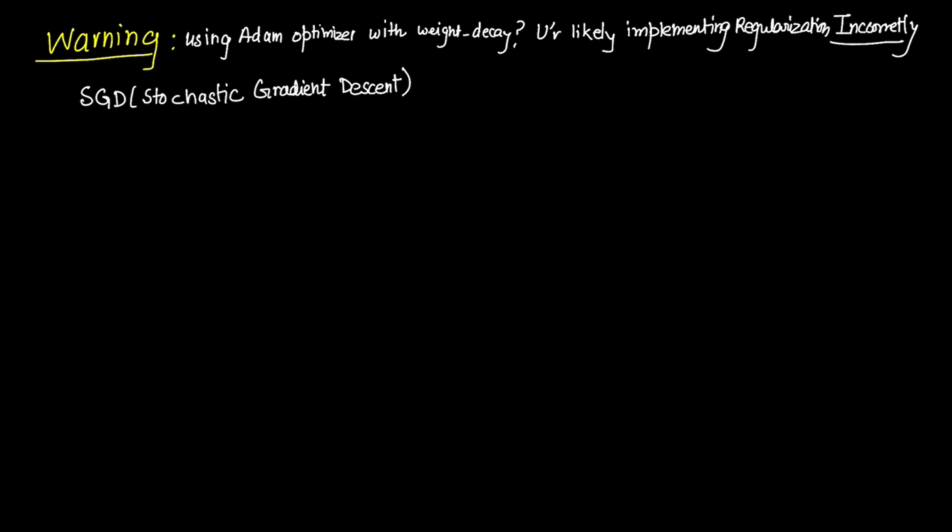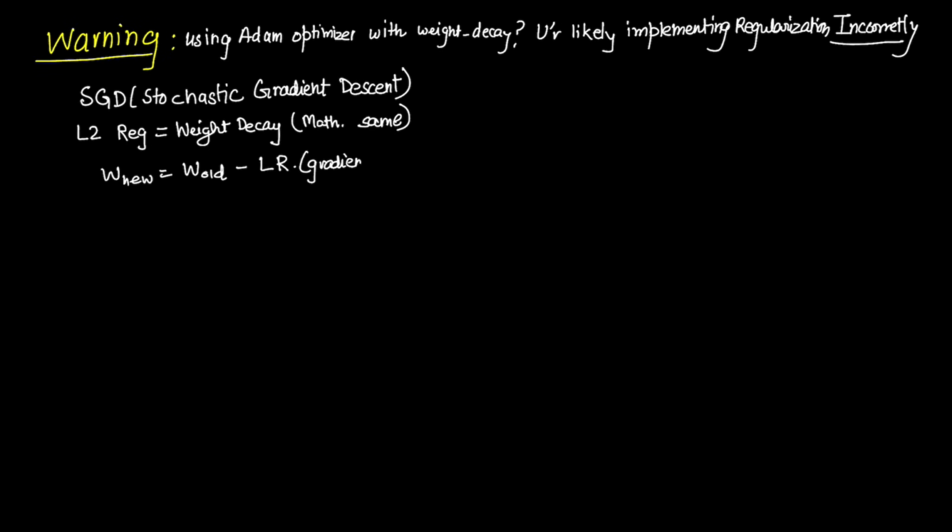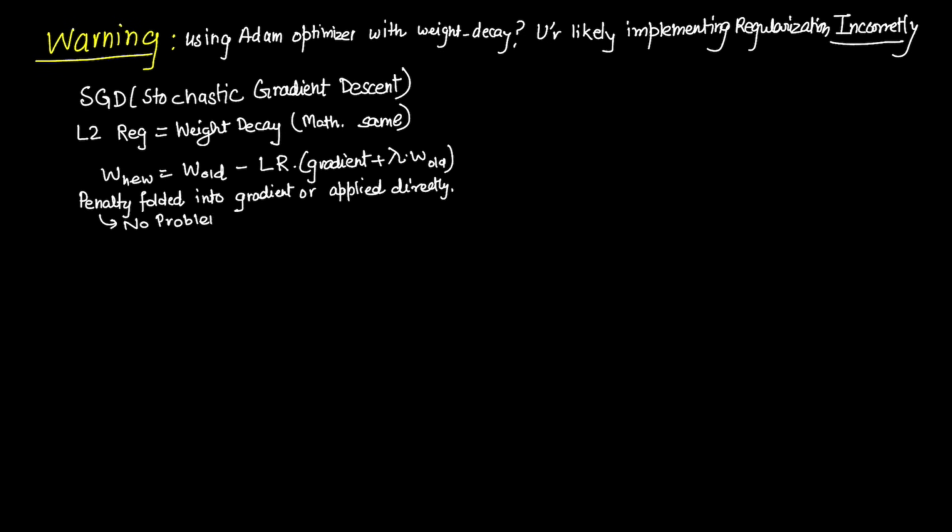Mathematically, in standard stochastic gradient descent, they are the same, which is: W new is equal to W old minus learning_rate multiplied by (gradient plus lambda times W old). You can fold the penalty into the gradient or apply it to the weight directly. It is the same math.